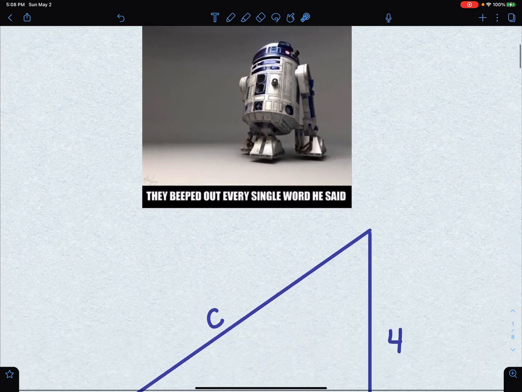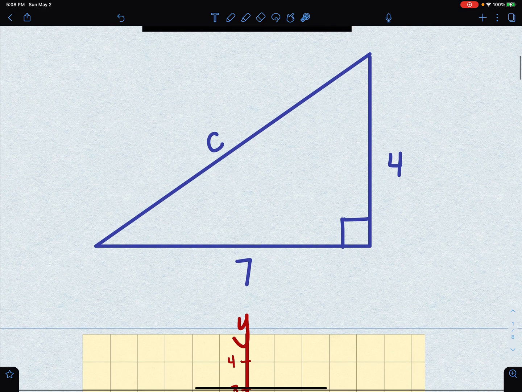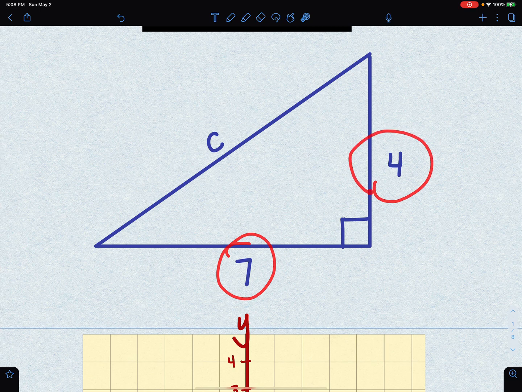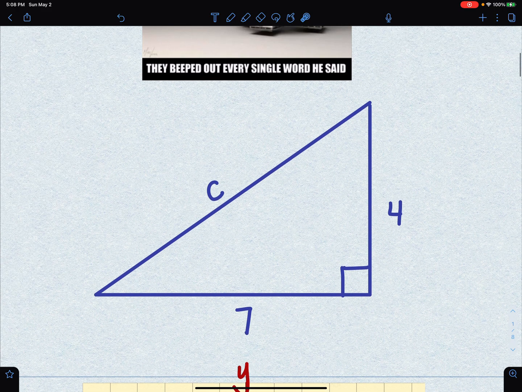Okay, here we go. Let's jump into this. So, a quick review of the Pythagorean theorem. We've got a triangle like this, which has to be a right triangle. The side opposite the right angle is the hypotenuse, which is C. You've got 2 legs, which you know the lengths of, but you have an unknown hypotenuse. So to figure this out, it's going to be easy peasy.